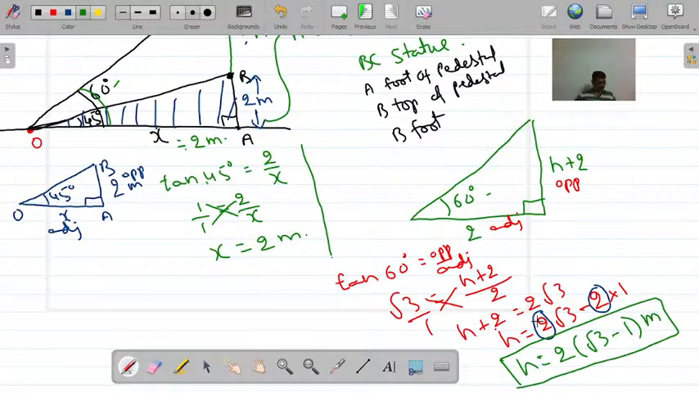Okay. This is the way in which we can solve the problems. Okay students, I hope you understood this.